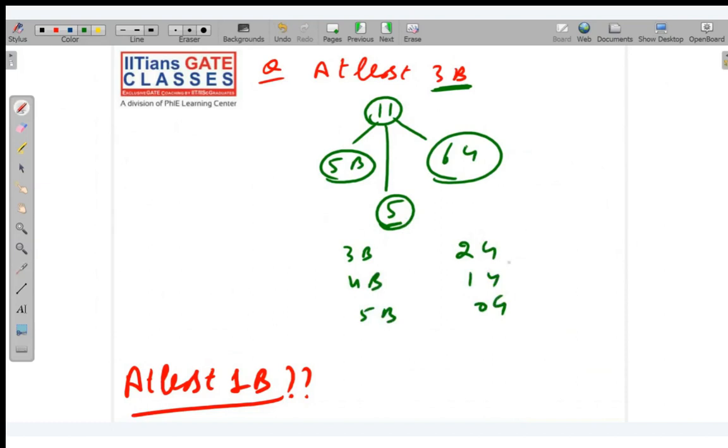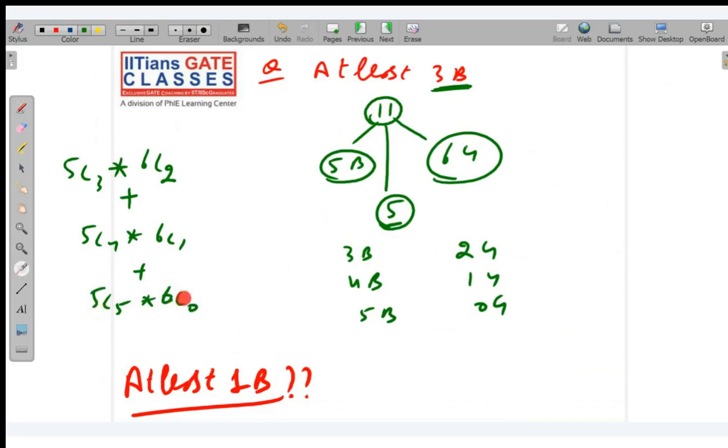So how will we do it? I will simply say: from 5 you pick 3, 5C3. Work is not yet over, I have to pick girls also. So 6C2. Work is over now. So that's why I will apply OR, that means plus. So 5C4 into 6C1, or 5C5 into 6C0. This is very simple. 5C5 is 1, 6C0 is also 1. So only one way: you pick all the 5 boys. That is 5 boys and 0 girls means only one way, pick all the boys. That's it.